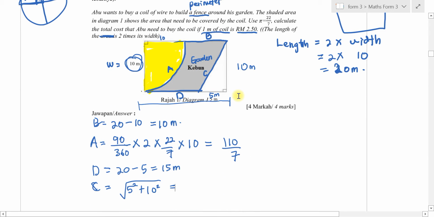So 5 square plus 10 square and then square root, so square root of 125, right? Many people will immediately simplify. Don't do that. Look, I keep 110 over 7 and did not immediately simplify to 2 decimal places, because when you simplify earlier, it might affect the final answer.